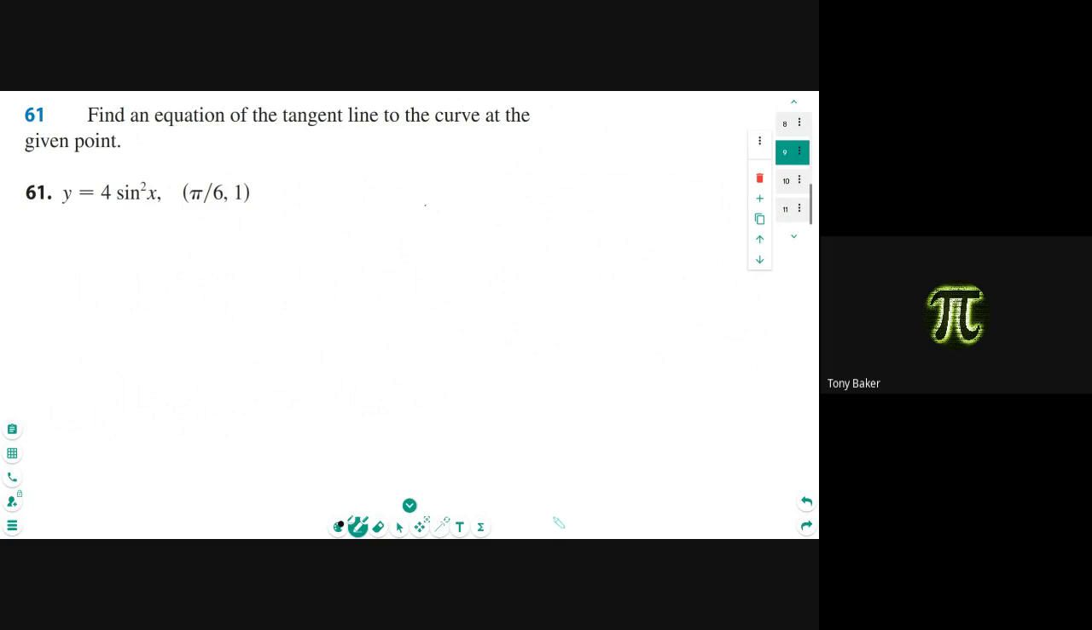All right, find me my tangent line. Might skip one after this one.